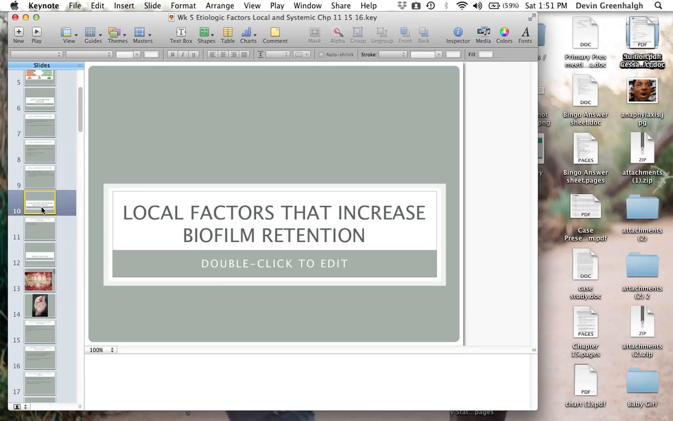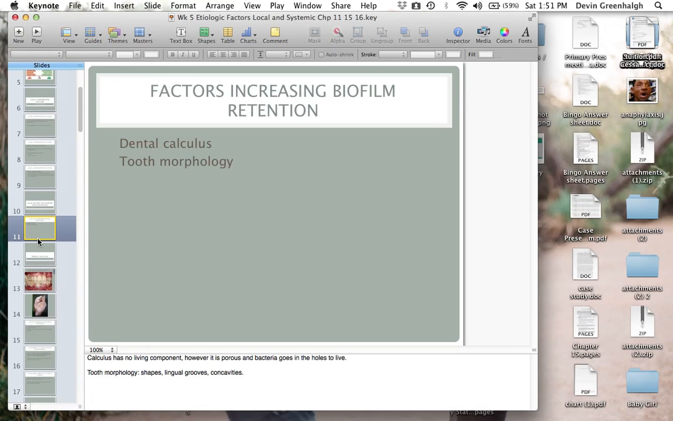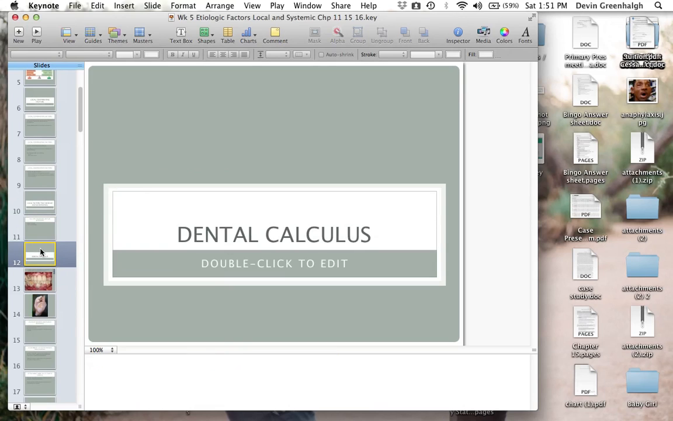So, we're going to group these into groups so we can better organize them. So, these are local factors that increase biofilm retention. What happens in your mouth that can increase retention? Calculus and the way your teeth are shaped, tooth morphology. Calculus is not living. It's not bacteria. However, it's porous and creates a home for bacteria to go in and live. So that's one way it increases biofilm retention. Tooth morphology. The way our tooth is shaped, if it has lingual grooves, concavities, etc., is also a really high magnet for biofilm. That increases biofilm retention.